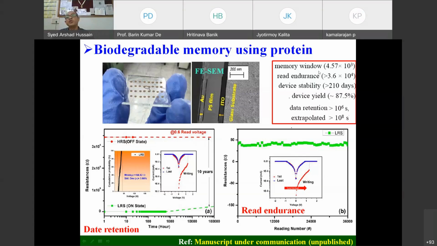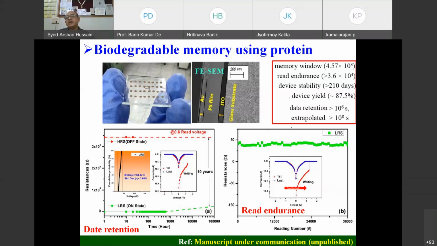So, the memory window is of the order of greater than 10 to the power 3. That means the difference between high state and low state. Then read endurance, that means the number of times we can read, is greater than 3.6 into 10 to the power 4. And also the device was stable for more than 210 days. And even after 210 days, we found it stable.